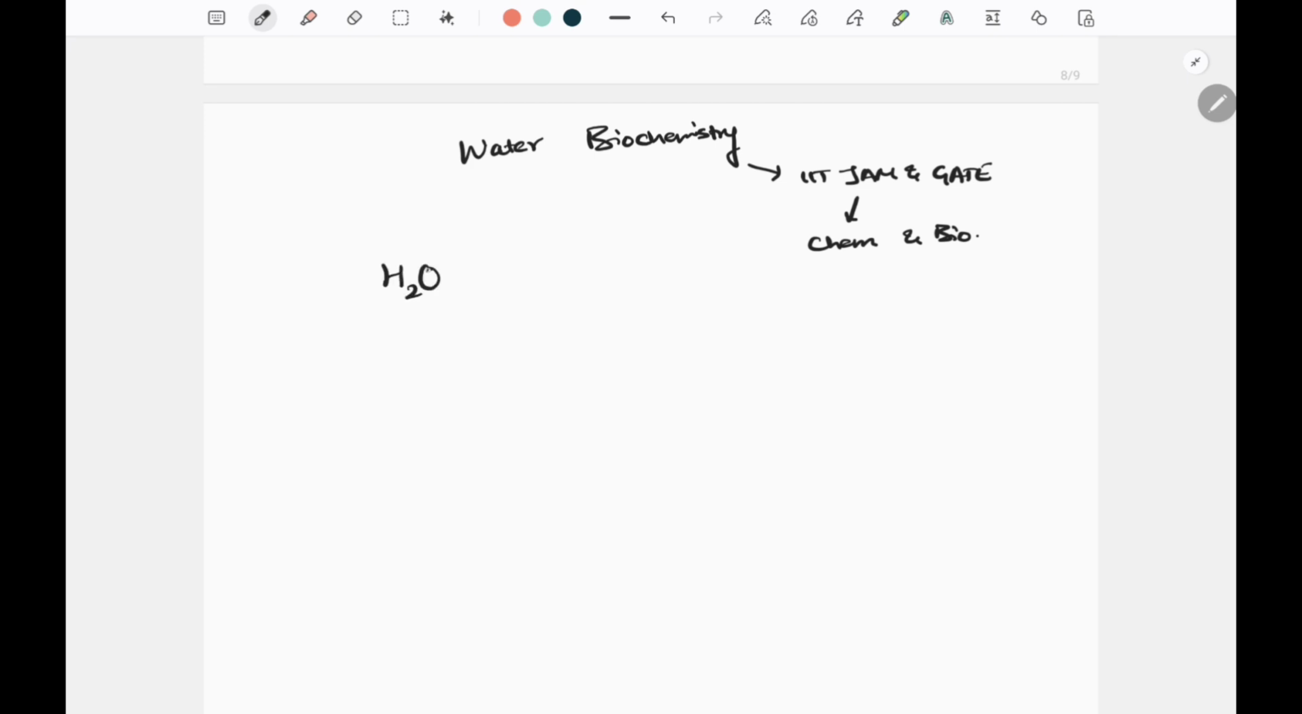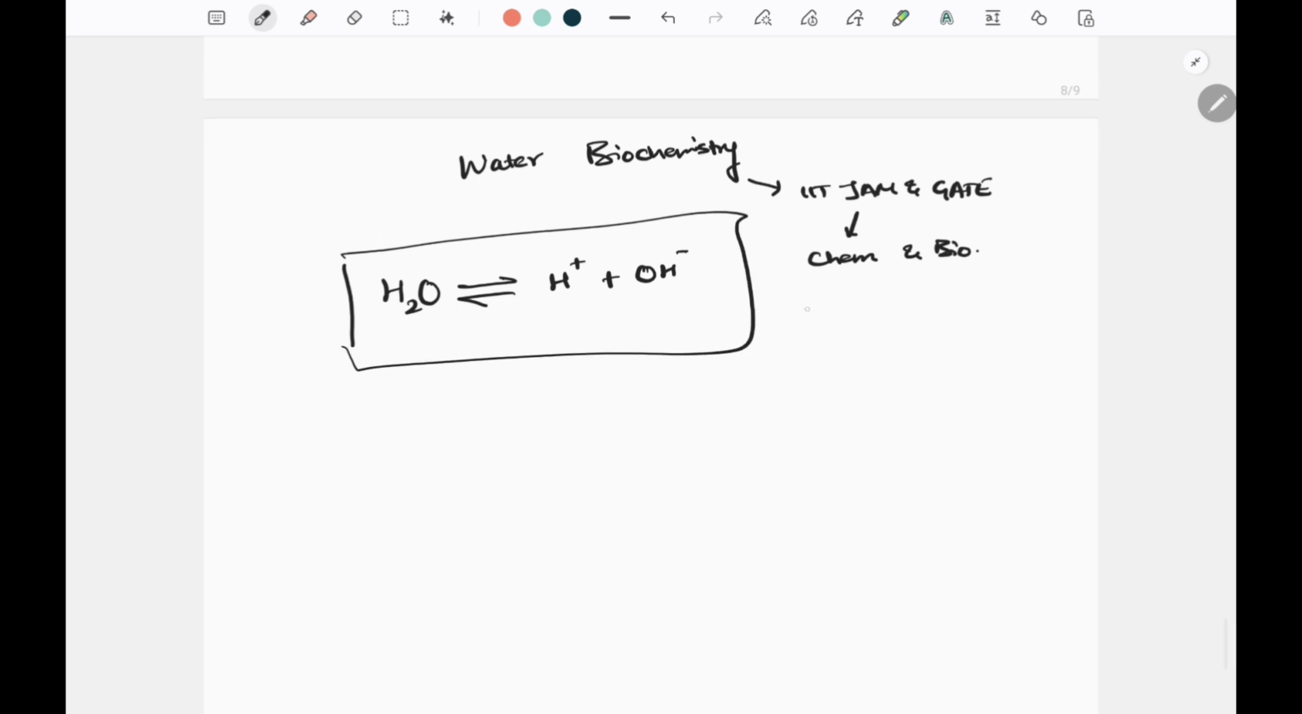So when we are studying water biochemistry, what we are actually studying is water, also known as H2O, which is made up of one proton and one OH negative ion. Okay, so this is what the whole biochemistry is. So understand, water is the solvent of choice for biological systems.